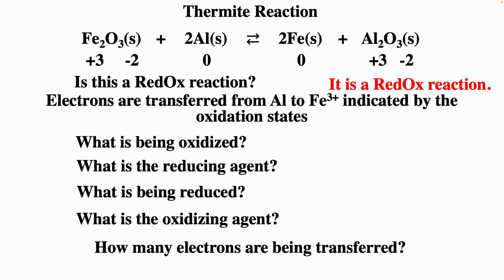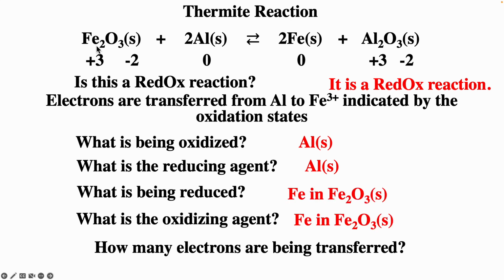Now, if we look at what's being oxidized, aluminum is going from 0 to +3, so it's losing electrons. So that means aluminum is being oxidized, which means it's the reducing agent. The iron is going from +3 to 0, so each iron is gaining 3 electrons, and so the iron is being reduced. We got 3 electrons in the reduction half reaction for each iron. 2 times 3 is 6. We got aluminum losing 3 electrons each, and so again 2 times 3 is 6. 6 electrons in the oxidation half reaction, 6 electrons in the reduction half reaction, means we have 6 electrons being transferred.